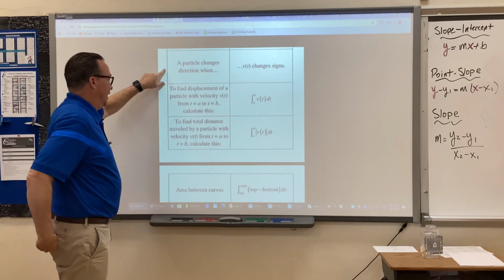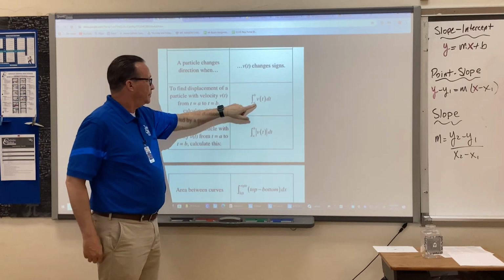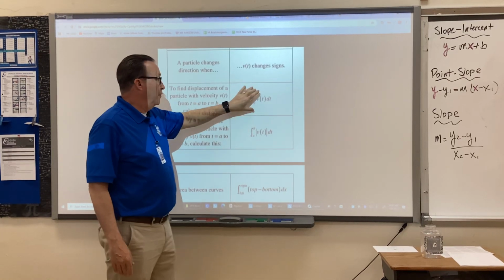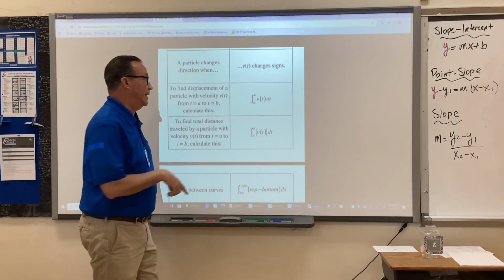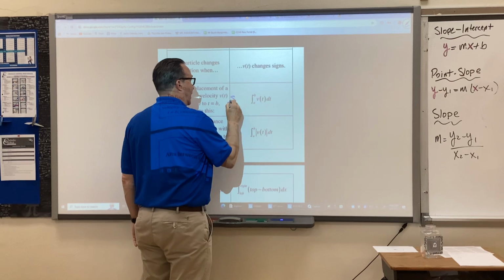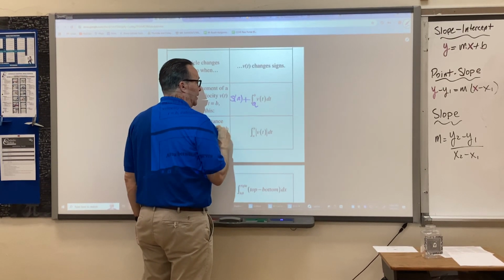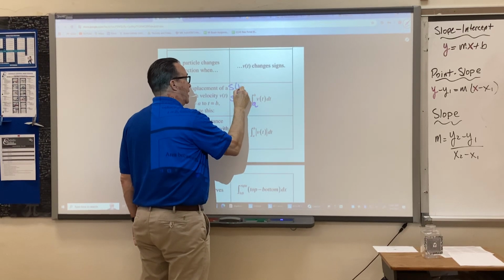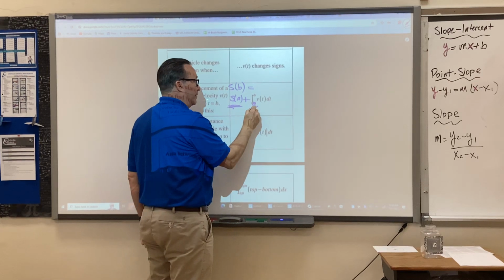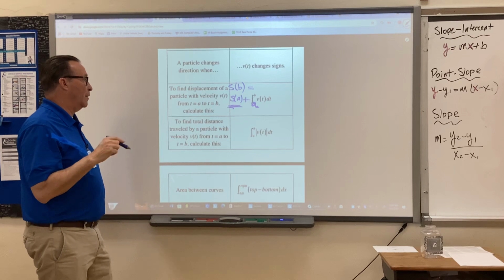Well, anyway, displacement of a particle is the integral of the rate of change over some interval. If we want the position, we need to know where it starts. So we need to know S of A, and then we integrate from A to B. That gives us the position at B. But we need to know where we start.